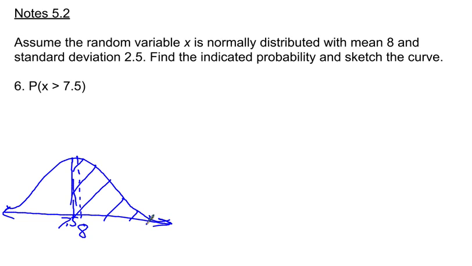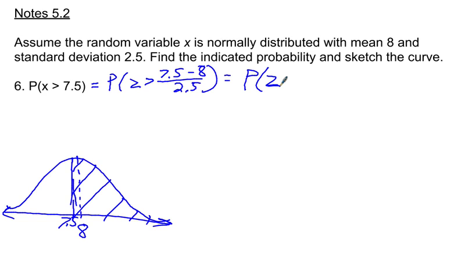So we calculate the z-score. We want 7.5 minus 8, all divided by 2.5, our standard deviation. So we need to find the probability that z is greater than negative 0.2.